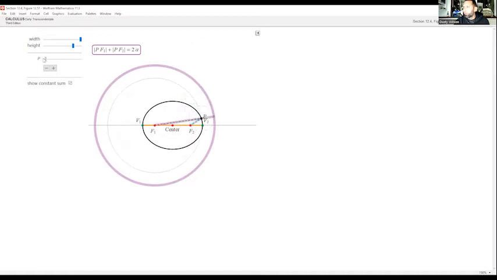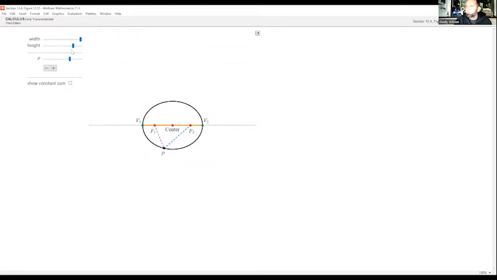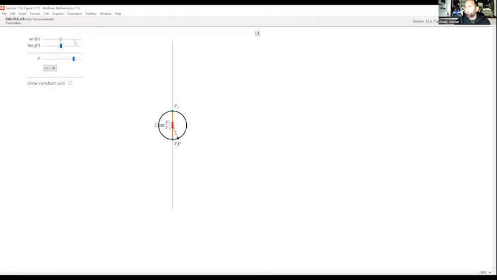We add the two together, and notice that you're always getting the same length. You've got a circle going from F1 out to this big purple circle. If we make it a longer ellipse, the same thing is true. If we make it a square ellipse, maybe make them both big, if both the width and the height are the same, then it's a circle.